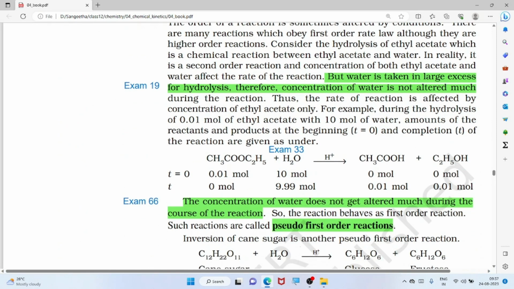See here, if you take two reactants, and one of them is taken in excess, this reaction will behave as a first order reaction, because this reactant is taken in excess and the other is a very small amount. So the change in the excess reactant is not noticeable. That is why it is a first order reaction.